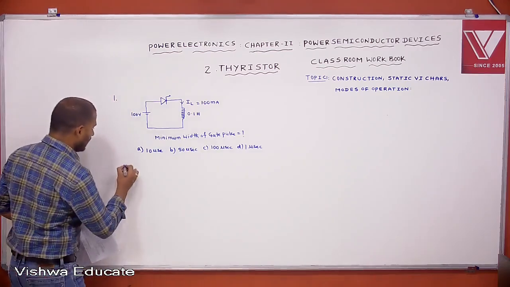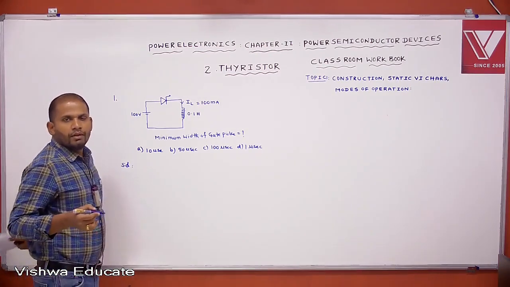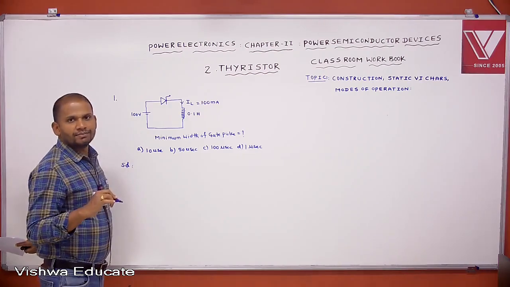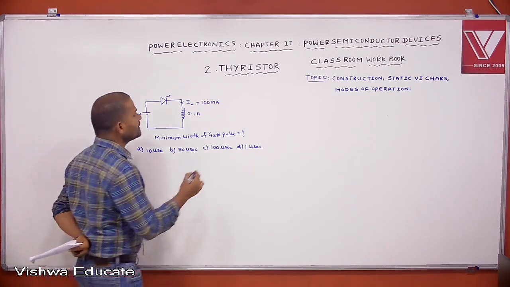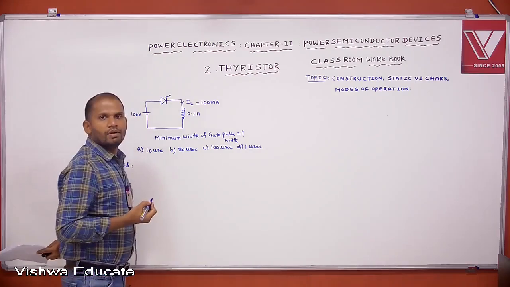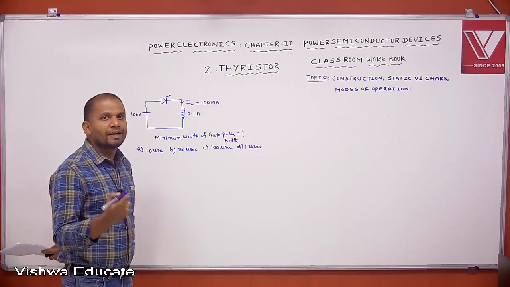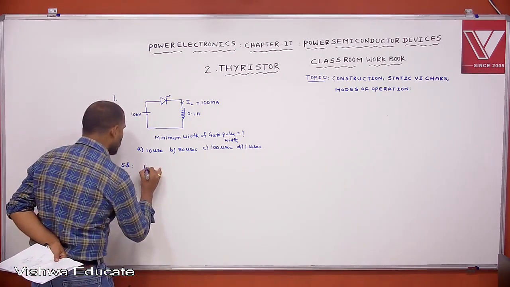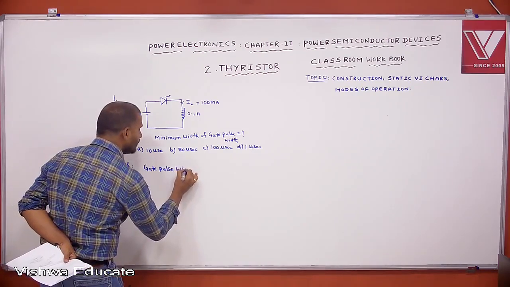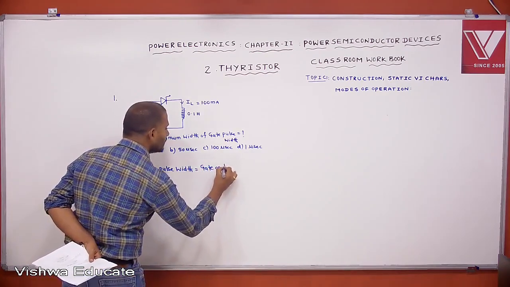Then tell me, what is the solution for this problem? For reliable turn on, what is the minimum gate pulse width required? In the concept I discussed, gate pulse width is nothing but the gate on time. What do you mean by gate pulse width? Gate pulse width is nothing but the gate on time.